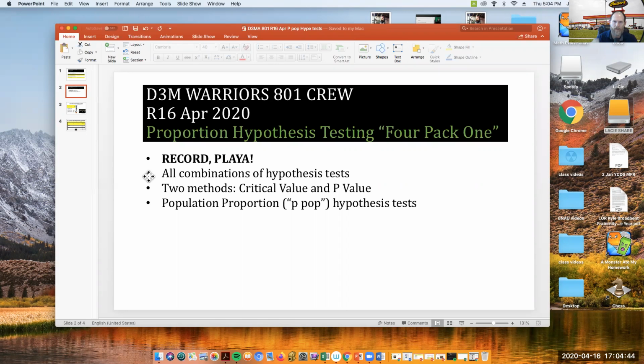And along the way, we're really going to get into 2 different methods that get after the same outcome, which is whether we reject or fail to reject that null hypothesis. And that is the critical value method and the p-value method. So we'll get into those tonight. And along the way, we're going to do population proportion hypothesis tests. So any questions about anything, big or small, so far?